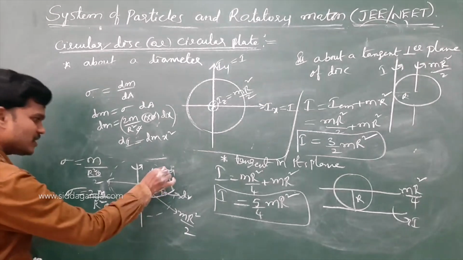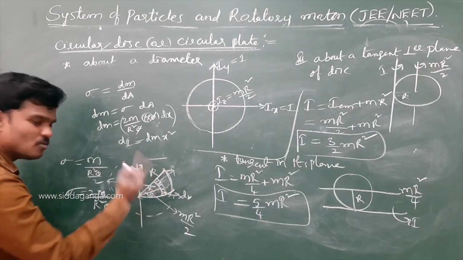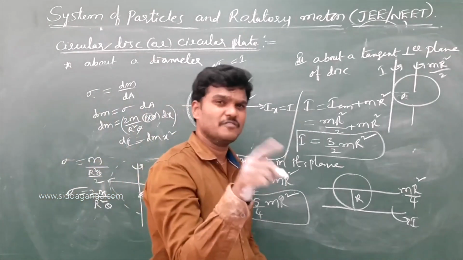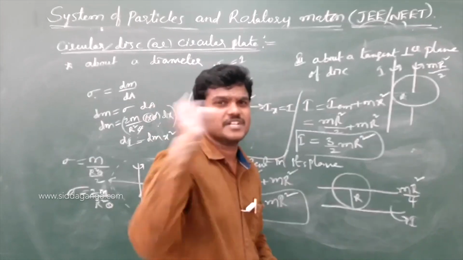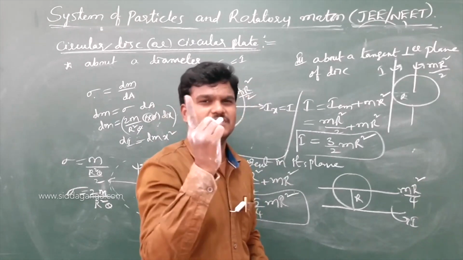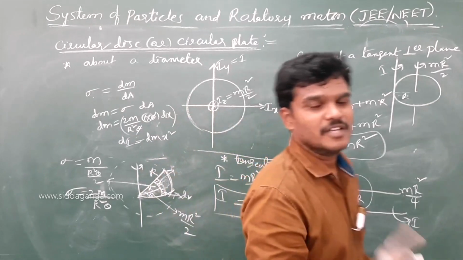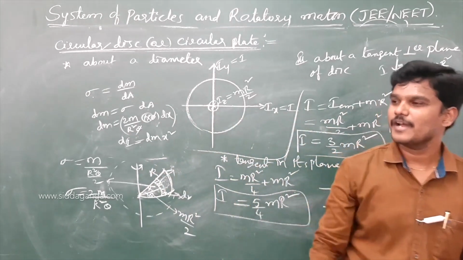So for this small part, a half disc, a quadrant of a disc, or any small piece of a disc, if that disc rotates about its own axis, then the moment of inertia is mr square by 2.